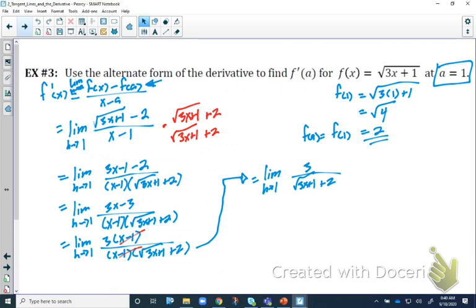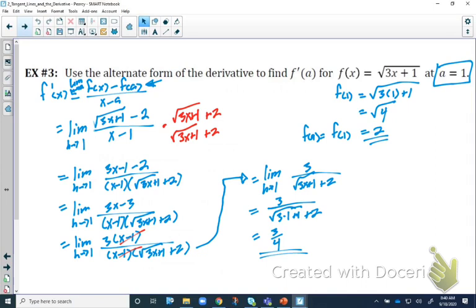And now we can actually substitute the 1 for the limit, so I can stop writing the limit notation, and I'm going to say 3 over the square root of 3 times 1 plus 1 underneath the radical plus 2. So I'm going to get a 4 underneath the square root, so the square root of 4 is a 2, so I'm going to get 3/4 for my slope. That's actually the slope of the tangent line.